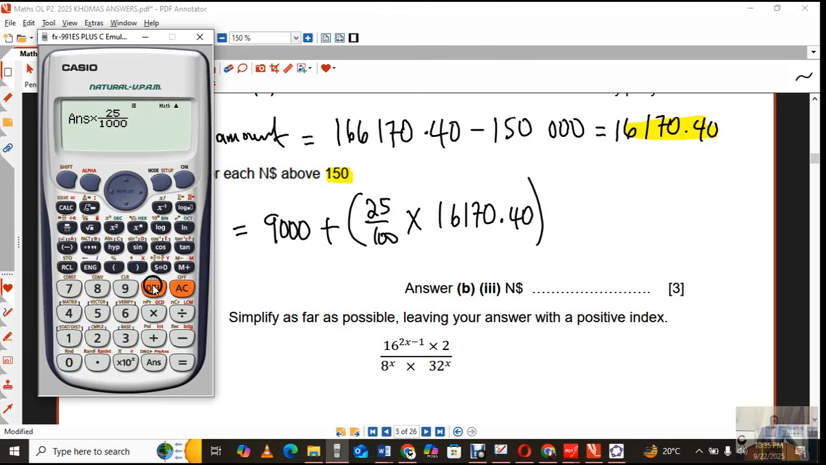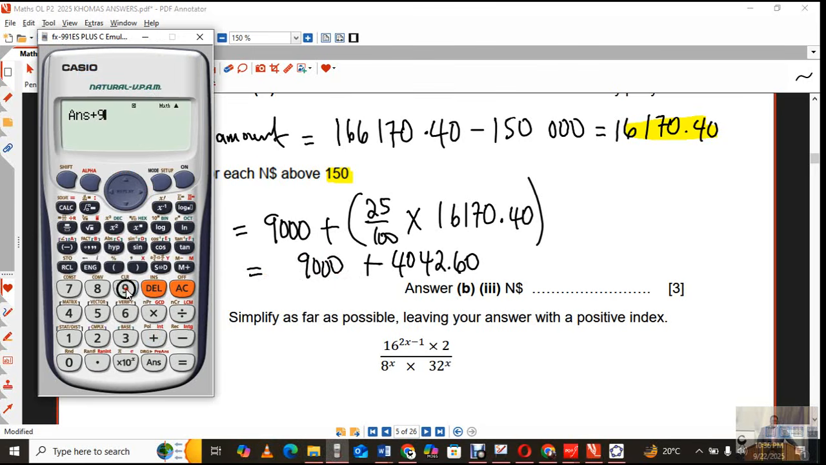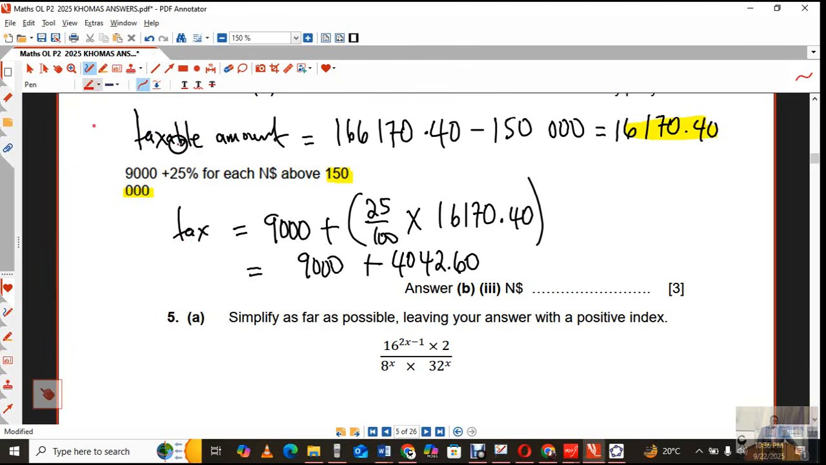Okay, 25%, that gives you a particular value, 4042.6. You're going to add 9,000 to it. Ultimately, adding 9,000 gives me my final answer, which is $13,042.60. Okay, that's right. So that is the tax that the person has to pay for the whole year.